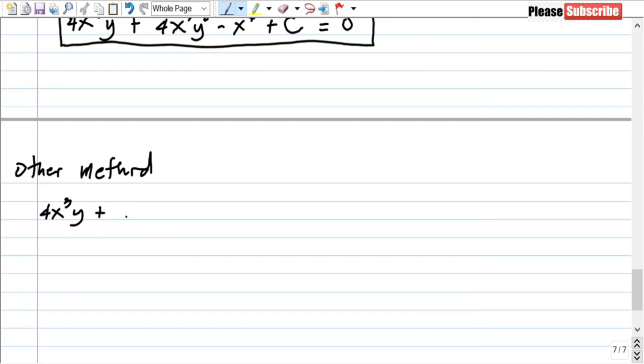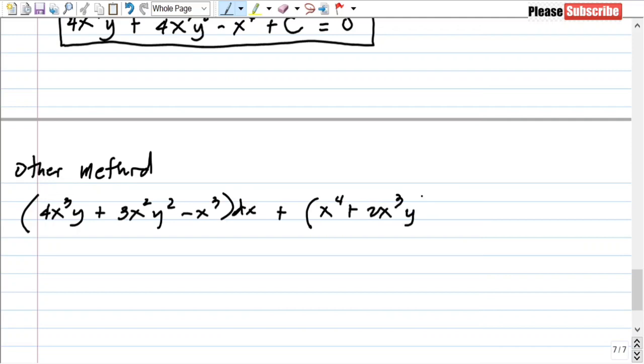Plus, ano yung isang kanina? Plus 3x squared y squared minus x cubed dx. Plus, yung N naman niya is x to the fourth. Na-multiply na ito yung integrating factor, plus 2x cubed y dy is equal to 0. Now, integrate lang natin ito with respect to x, and then ito naman, integrate natin with respect to y. Tapos, kapag may duplicate, isa lang yung kukunin natin doon.